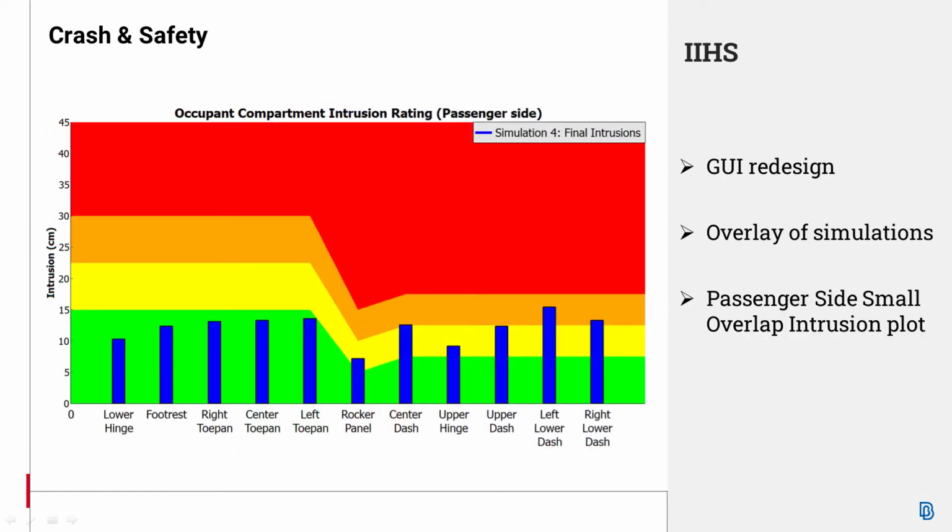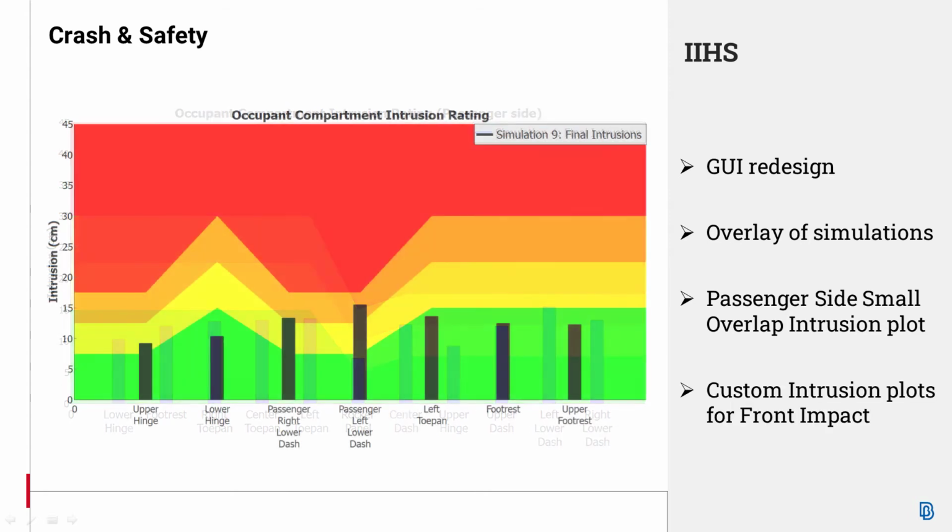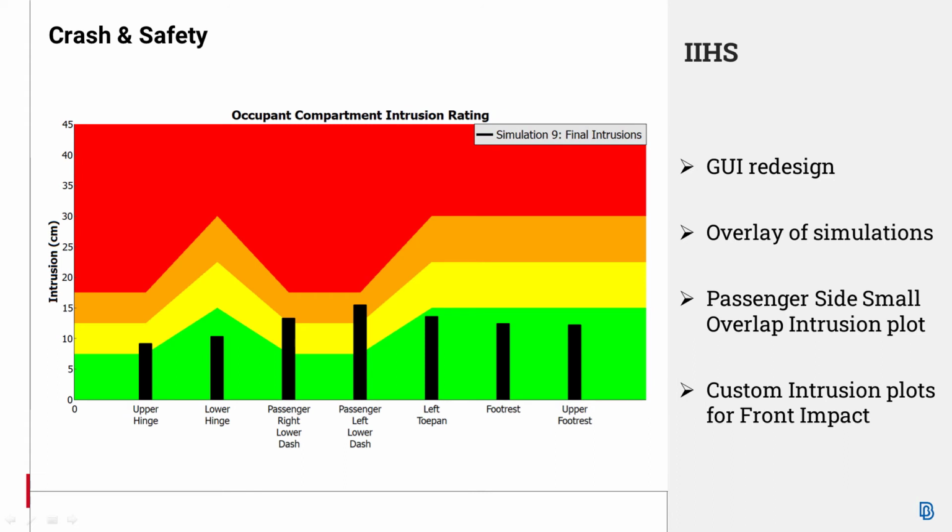Intrusions calculation at the passenger side for small overlap front impact is also supported. And custom intrusion plots for front impact are now available, using default plot options in any order. Creating new positions is also available.